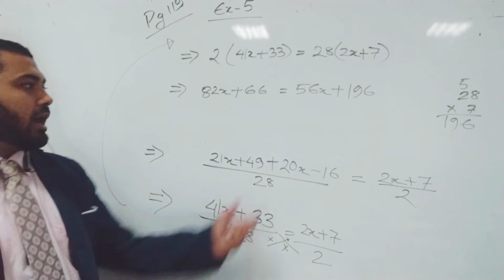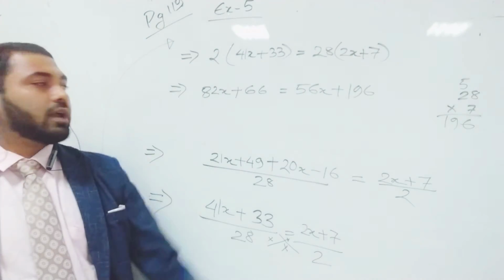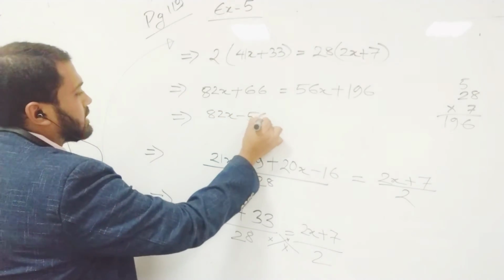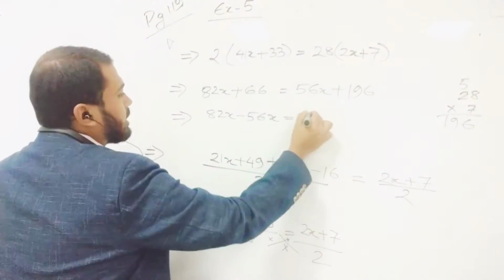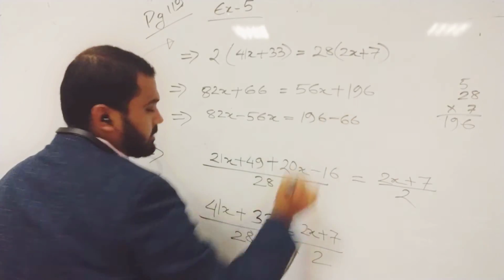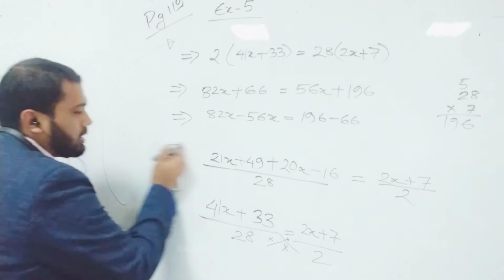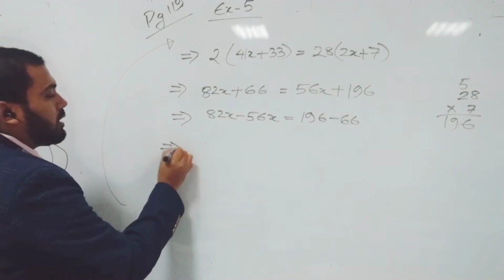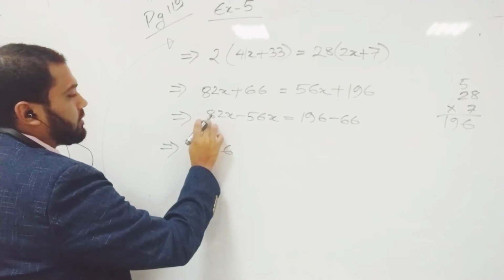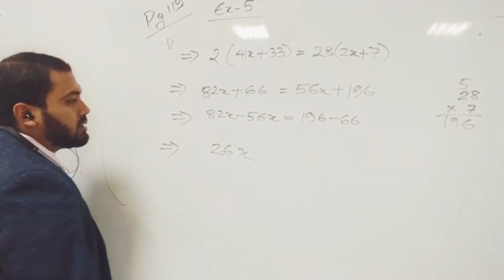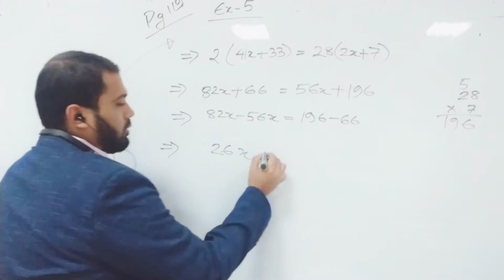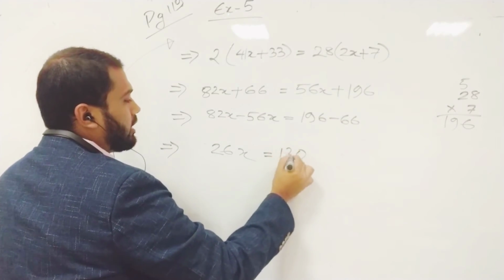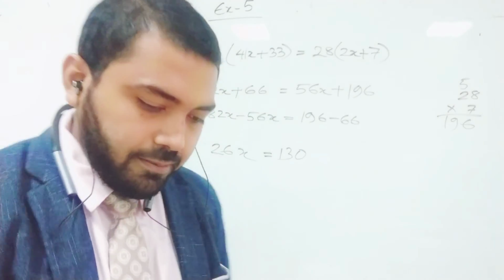The next task is I need to get all the x's to the left side and the numbers to the right side. So 82x minus 56x equals to 196 minus 66. This is the next two lines as well. Finally, what do we get? 12 minus 6 is 6, 8 minus 5 is 3, so 26x equals to 6 minus 6 is 0, 9 minus 6 is 3, 1, so 130. Okay.